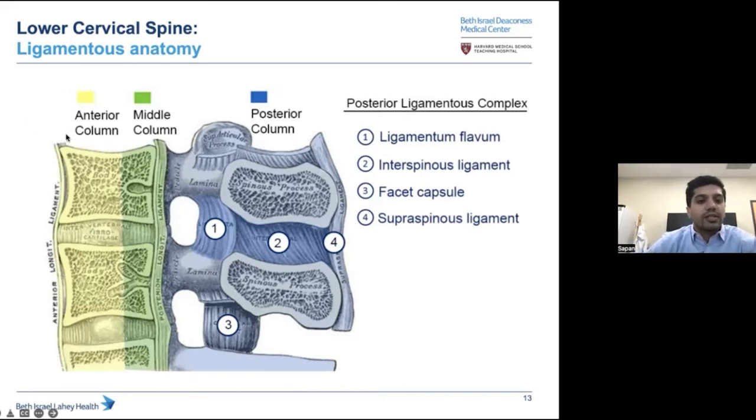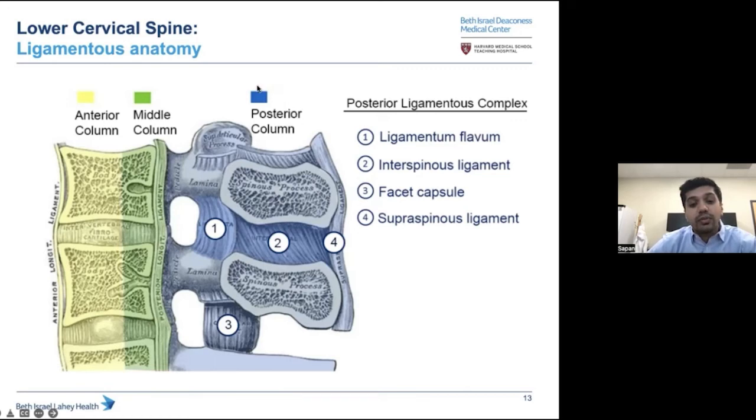The anterior column is the anterior 2/3 of the vertebral body, the anterior longitudinal ligament, and the anterior 2/3 of the disc. The middle column is the posterior 1/3 of the vertebral body, the posterior longitudinal ligament, and the posterior 1/3 of the intervertebral disc. The posterior column is really everything posterior to it. So the spinous processes, the interspinous ligament, the supraspinous ligament, and the ligamentum flavum, along with the facet joint capsule.